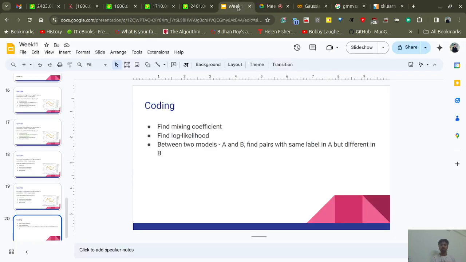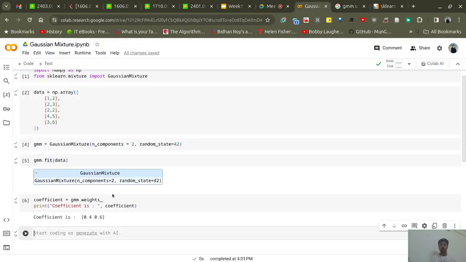Then let's go to the next question. Suppose you are given some new points, and you have to find the log likelihood of those points. So, log likelihood given new points.